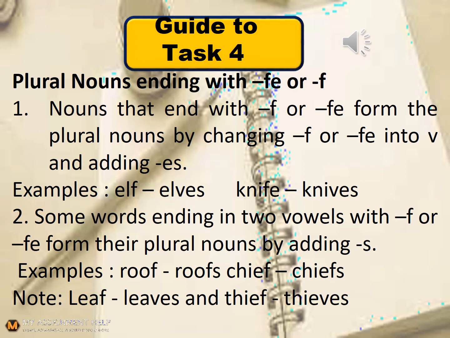Now for rule number 2, some words ending into vowels, f or fe, form their plural nouns by adding s only. So this one is easy because you will just add s. Examples: roof, roofs, chief, and chiefs. Do not forget that the word leaf, we don't follow rule number 2. So we change f into v and then we add es, like leaf, leaves, as well as the word thief, thieves.